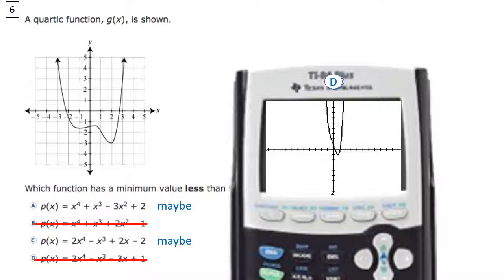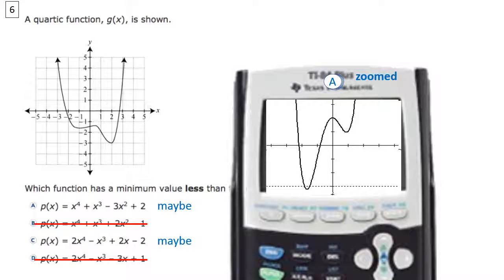So I'm down to 50-50. 50-50 is not bad, but I'd like to do better. I'd like 100% chance of getting this right. So what can I do? Well, we could plug some numbers in or something, but as long as we're graphing, might as well just zoom in a little bit.